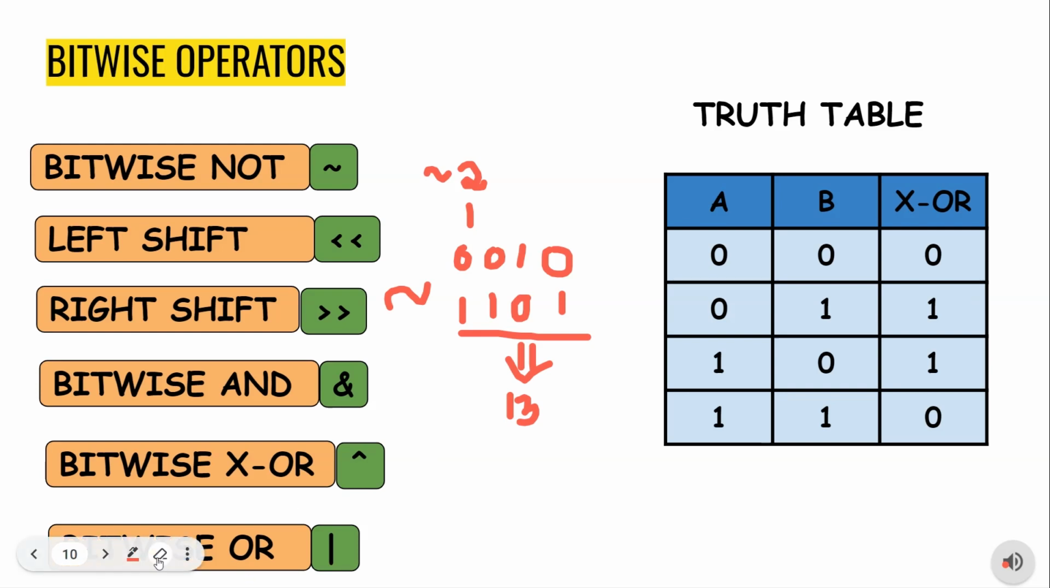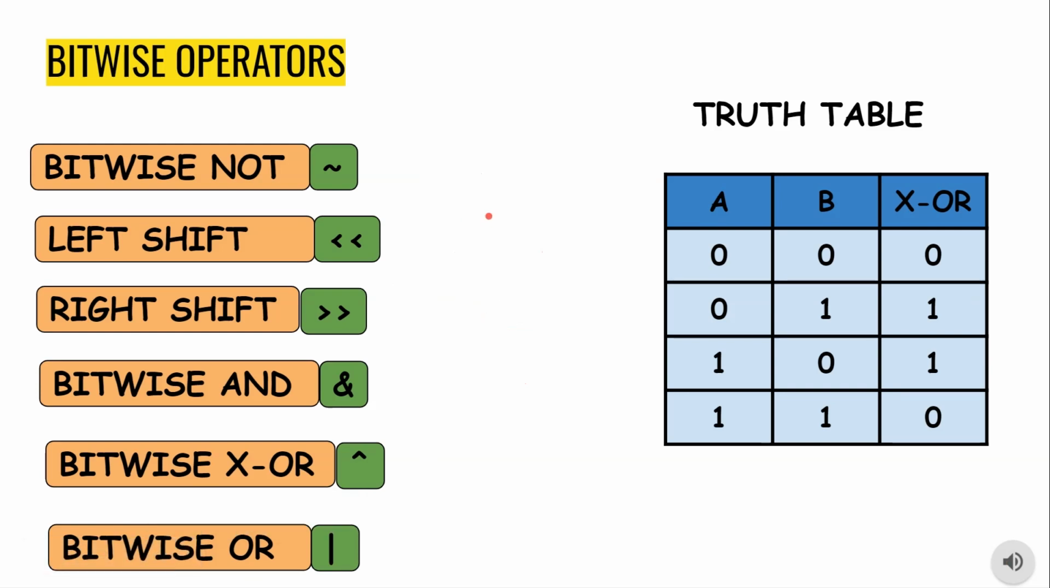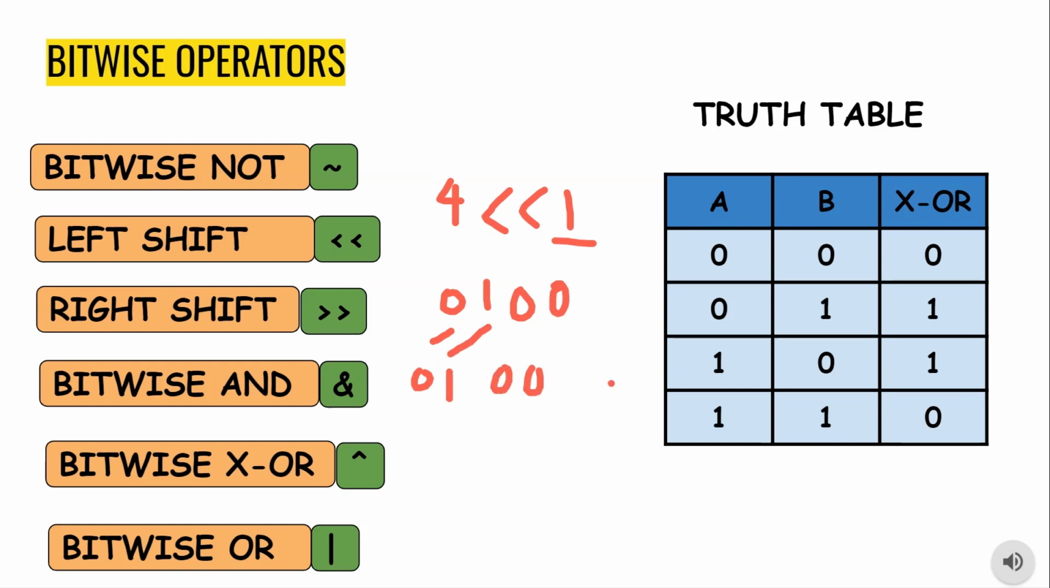Next we will see an example for the left shift operator. For 4 left shift 1, first we have to write the equivalent binary value of 4: 0, 1, 0, 0. Then shift the bits by 1 position to the left. So it will become 1, 0, 0, and at the end you have to add a 0. So now the equivalent value for this is 8. So that will become the result. So this is how bitwise NOT and shift operations are performed.